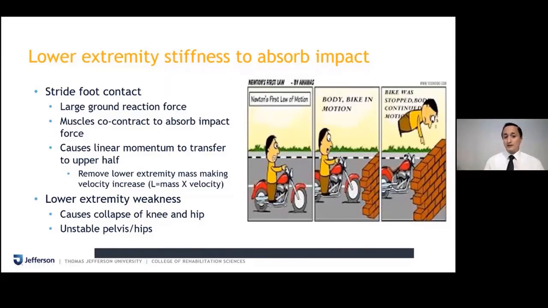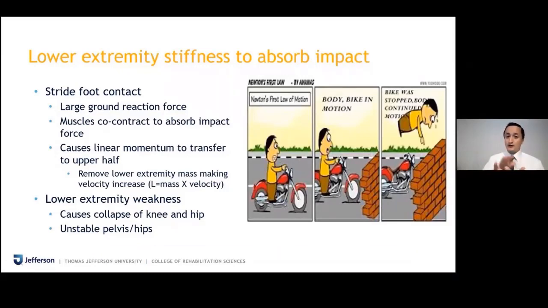Same thing with pitching. So when we have a nice stiff landing, right, and we have co-contraction at our knee and our hip, and we impact that force, instead of absorbing that energy, we're going to send it up the chain. And now we're taking out our lower half mass. So the upper half mass is going to be at a higher velocity because we took that lower half mass out of the equation now, right? So the energy is moving up.